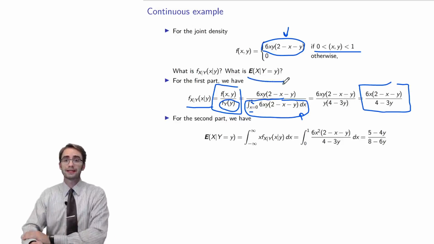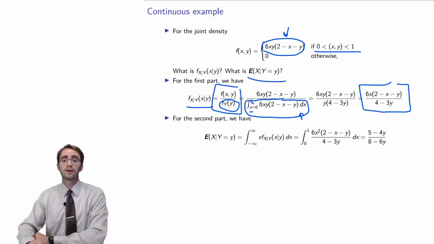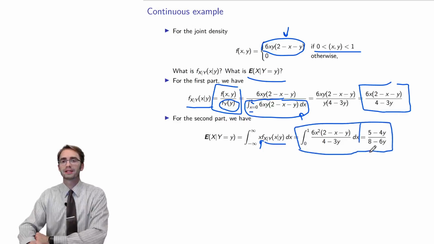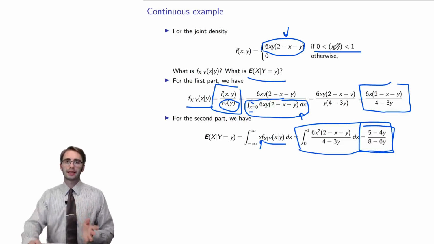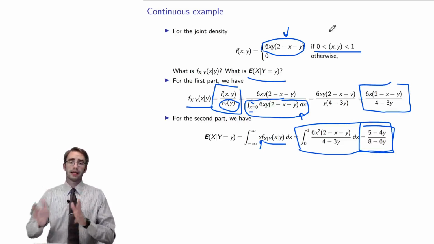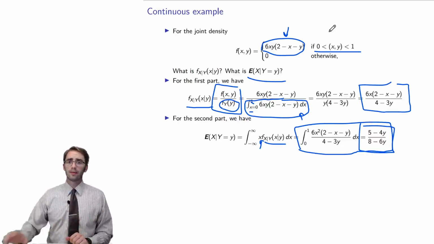For the second part, we've been asked what is the expected value of x if you tell me what y is. And again, you go back through the definition of expected value of x given the value of y. So that's the integral of x times the conditional density evaluated at y, and that turns out to be this integral here, which evaluates to this expression there, 5 minus 4y on 8 minus 6y. So I haven't done anything clever here. I've just applied those formulas that we saw a moment ago.